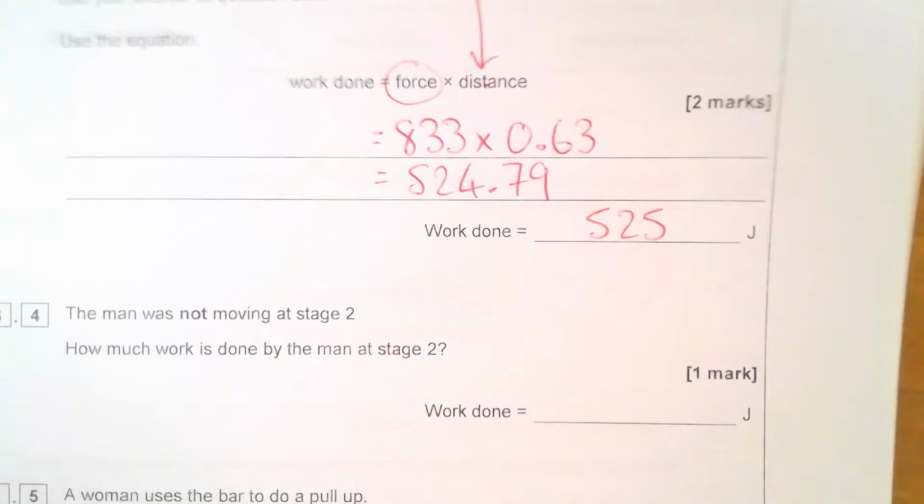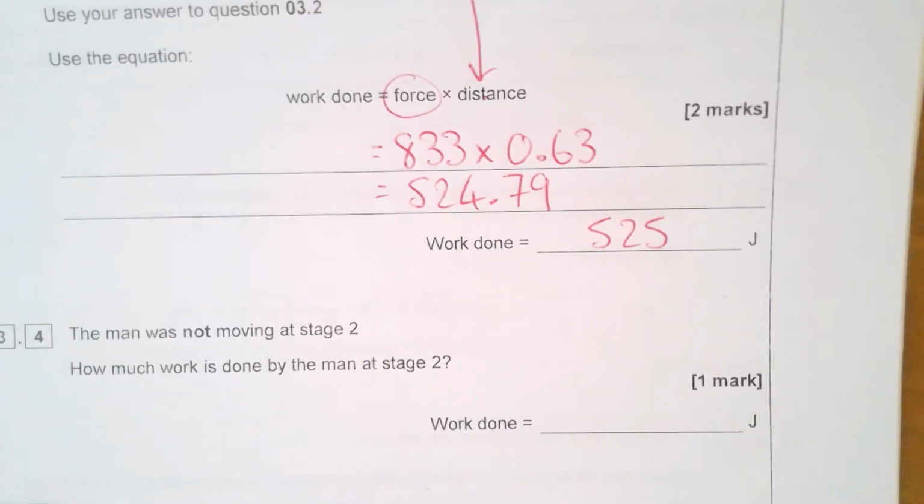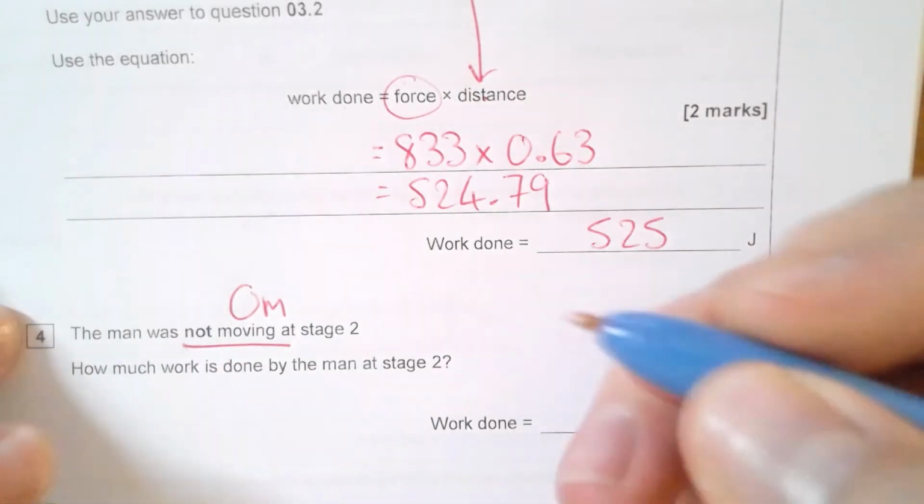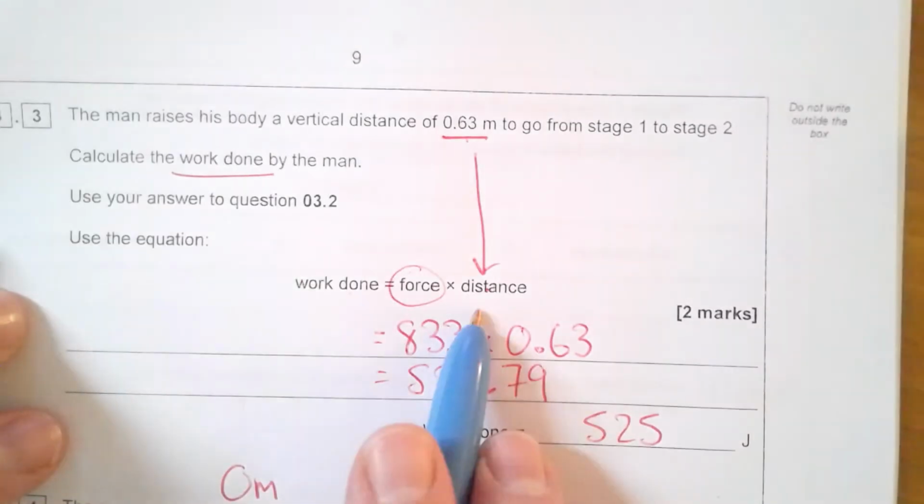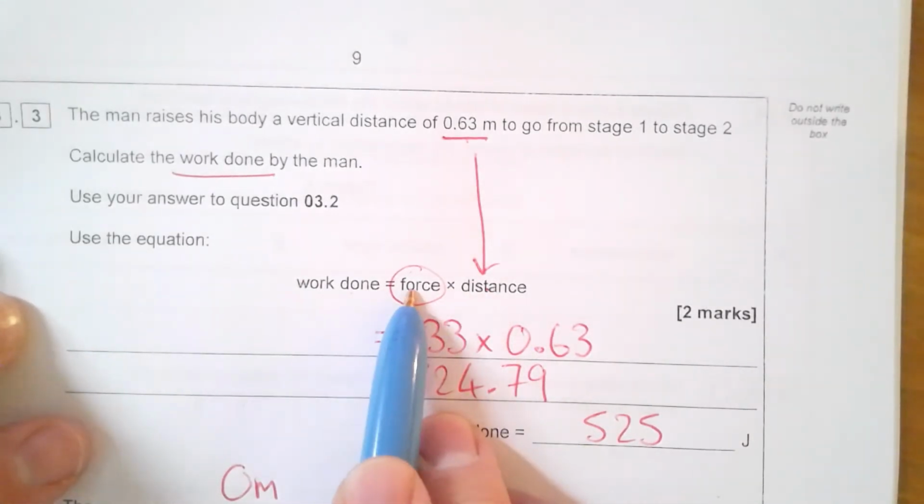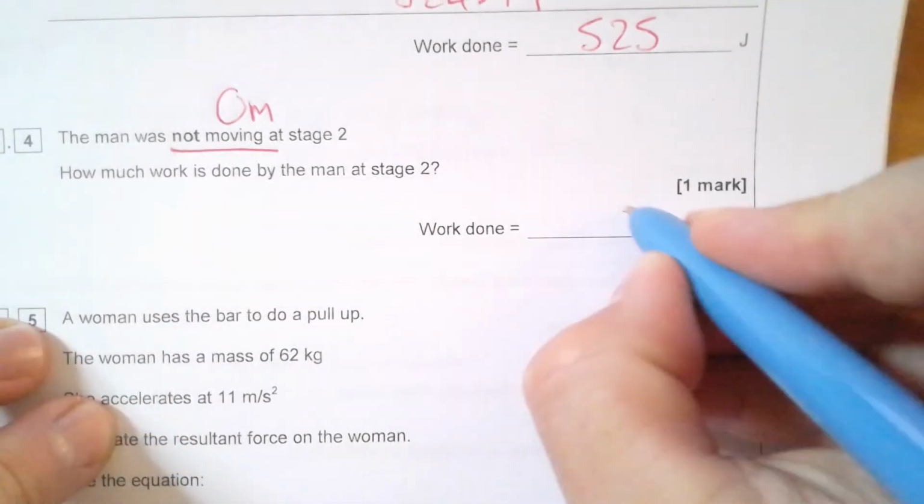The man was not moving in stage 2. How much work is done by the man at stage 2? If you are not moving, you have travelled 0 meters. So if you look at our equation, force times distance, it doesn't matter what his weight is, it doesn't matter what his force is, because the distance moved is 0, he's not going to do any work. So our answer here is 0.